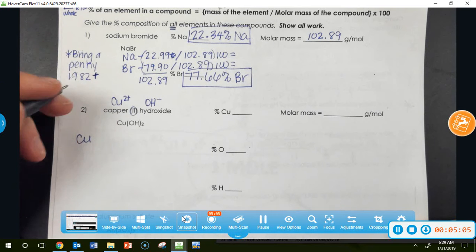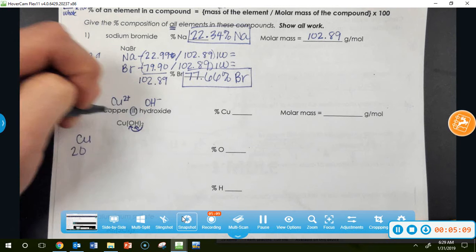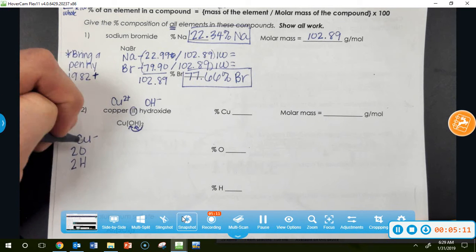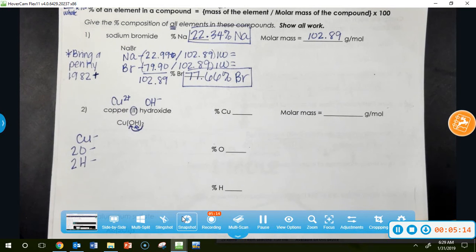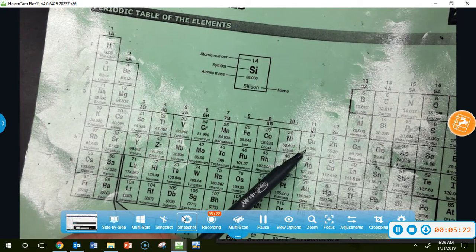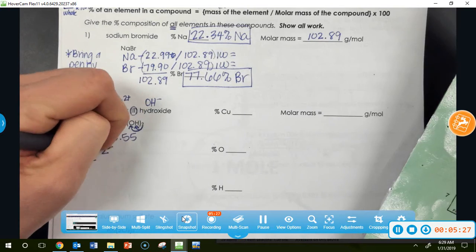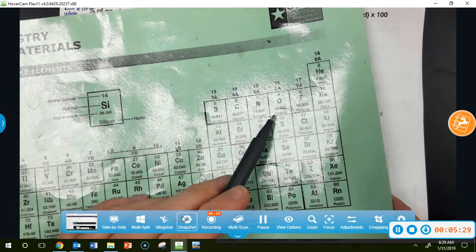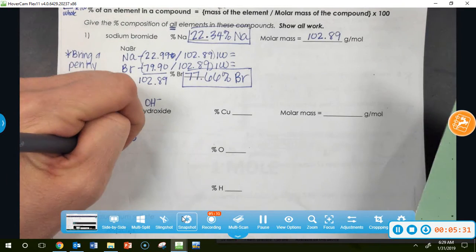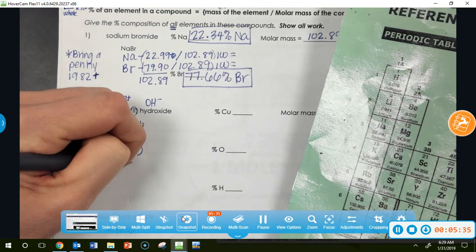Okay, so we need to break it down. I've got 1 atom of copper, 2 oxygens, and 2 hydrogens. The reason I'm doing this is because I need to get the masses of each and get the total mass, the molar mass. Copper is right here, he's got a weird symbol, 63.55. I have 2 oxygens, and they're 16 each. And 2 hydrogens at 1.008.